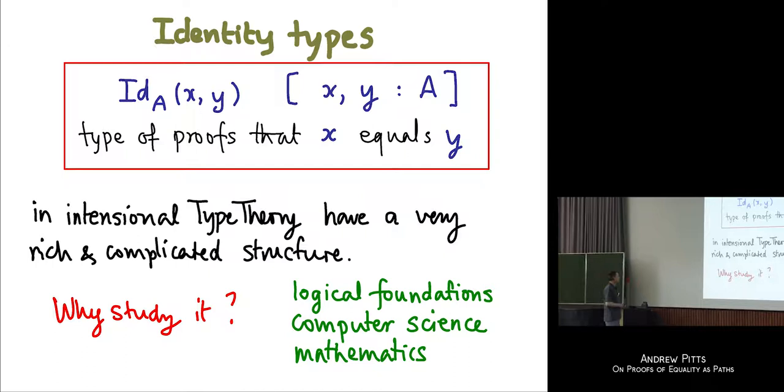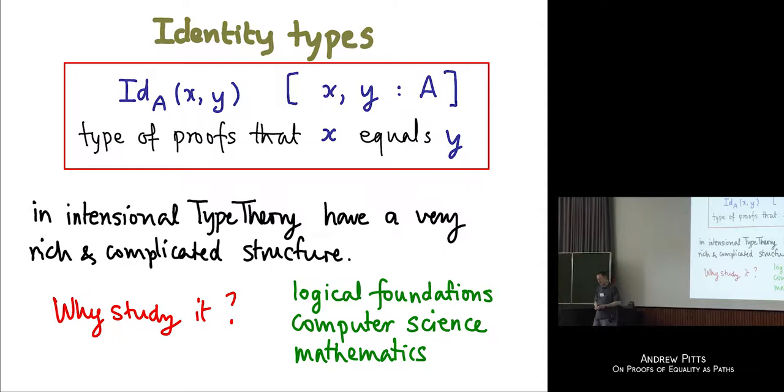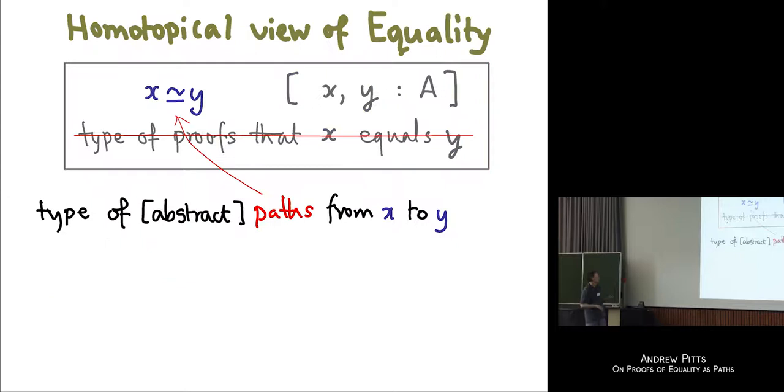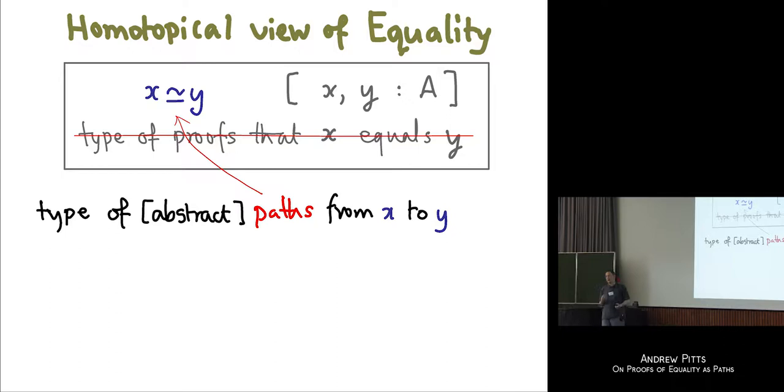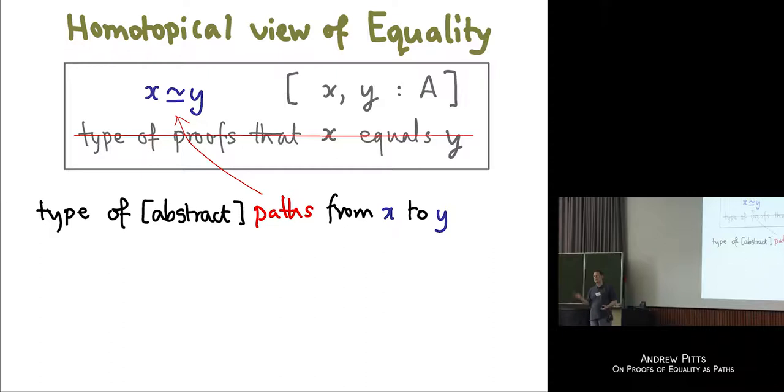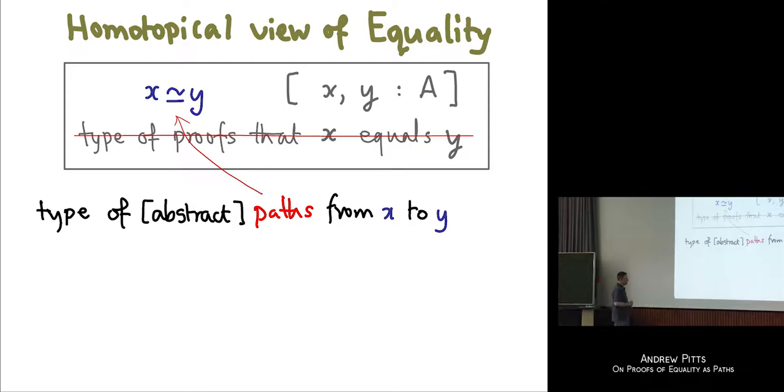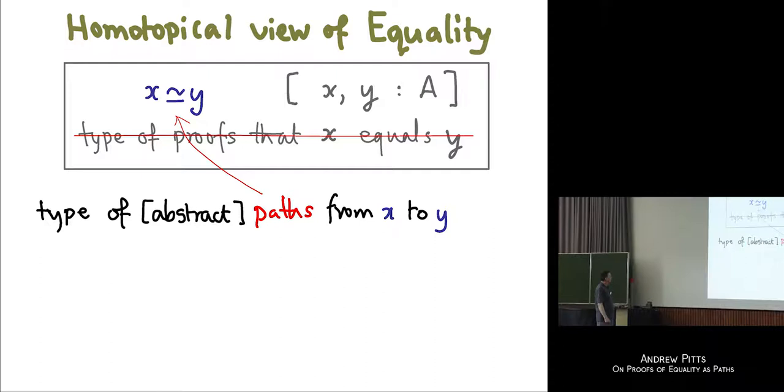But there's also, as has arisen in the last few years, interesting mathematical reasons for looking at this in great detail. And that's to do with this homotopical view of equality types coming from homotopy theory. So this is where, and I'm going to change the notation from now on, I'll write this symbol and read it as equivalent, if you like, homotopically equivalent. But this is a type, the type of, now, well, proofs that X equals Y, but from a homotopy point of view, you think of that as being some abstract notion of a path from X to Y. So paths as proofs, I suppose, if you wanted to make up a slogan.